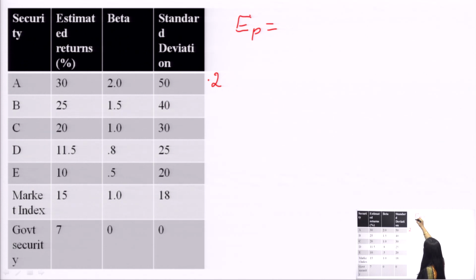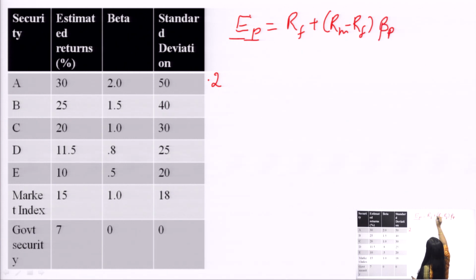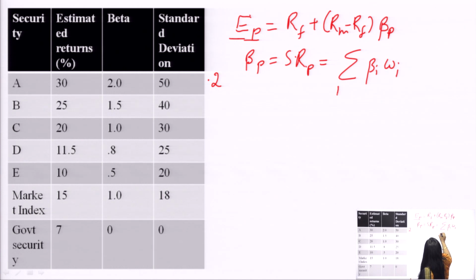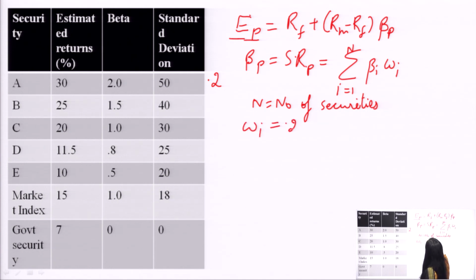So, the total expected return of the portfolio would be equal to RF plus (RM minus RF) into beta p. To calculate this, we have to calculate beta p. What is beta p? Beta p is the systematic risk of the portfolio, and beta p is equal to the sum of beta i into omega i, where i is equal to 1 to n. What is n? N is the number of securities in the portfolio. Since in my portfolio there are 5 securities, what is the proportion of each security? Proportion is equal to 0.20.